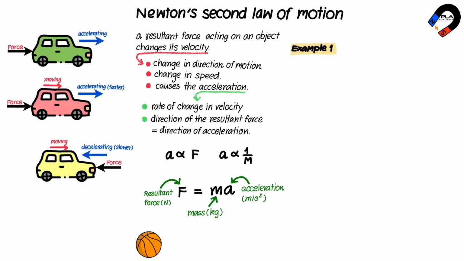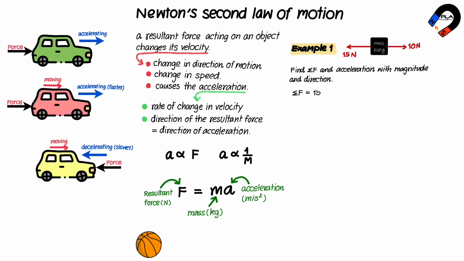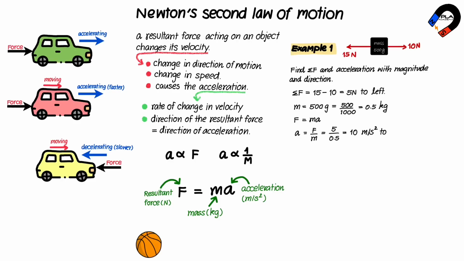Example 1. Find the resultant force and acceleration of the object, with magnitude and direction, as shown in the diagram. The resultant force is 15 minus 10, which is equal to 5 newtons, to the left. The mass of the object is 500 grams, divided by 1000, equals 0.5 kilograms. From F equals m a, then a equals F divided by m equals 5 divided by 0.5, which is equal to 10 meters per second squared to the left.